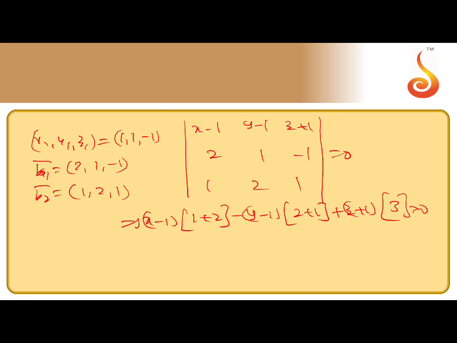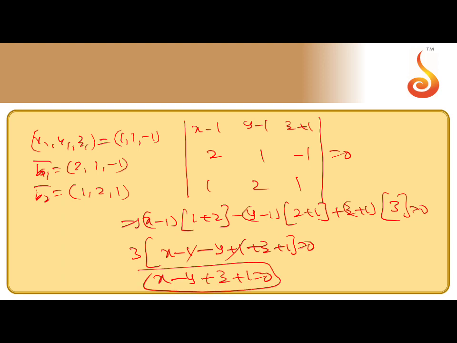So in all, 3 cancels here. 1 plus 2 is 3, 3, 3 cancel. So with 3 common, the remaining is x minus 1 minus y plus 1 plus z plus 1 equal to 0. So finally, x minus y plus z plus 1 equal to 0. Look at the options, and this is correct. In vector notation, r bar dot i minus j plus k plus 1 equal to 0.